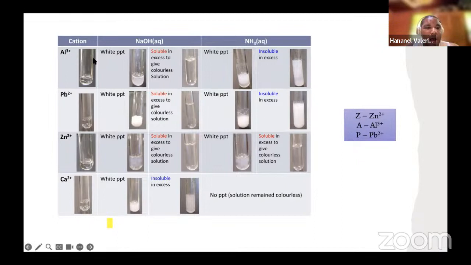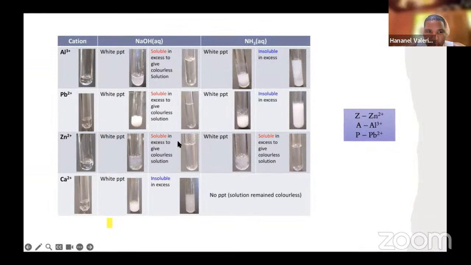So aluminum in sodium hydroxide will give a white precipitate, and it will be soluble in excess to give a colorless solution. The same is true for both lead and zinc. And calcium at the start. Calcium will be insoluble in excess. So if we can still see that precipitate, then we can obviously say it's calcium, that's fine. But in terms of the sodium hydroxide, aluminum, lead, and zinc, we will all have the same reaction.